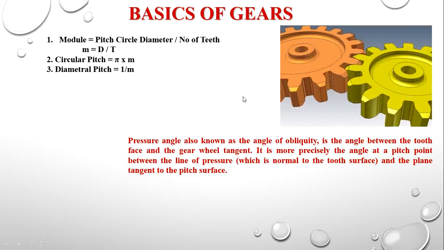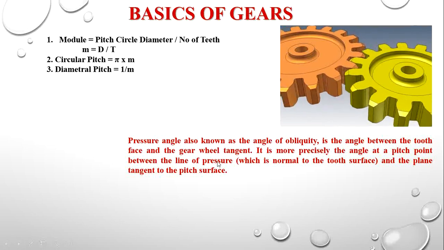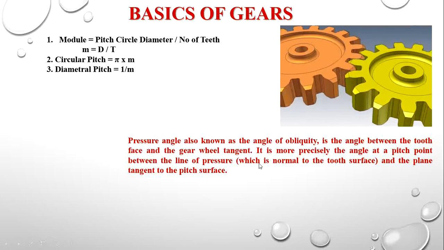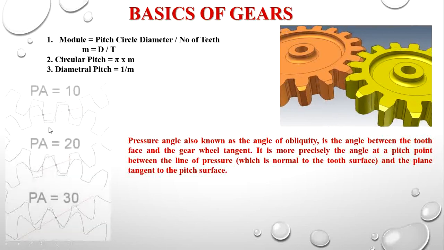Now we'll come to the pressure angle. This is another important thing. Pressure angle is also known as the angle of obliquity, which is the angle between the tooth face and the gear wheel tangent. It is more precisely the angle at a pitch point between the line of pressure and the plane tangent to the pitch surface. We'll see it with one simple animation.